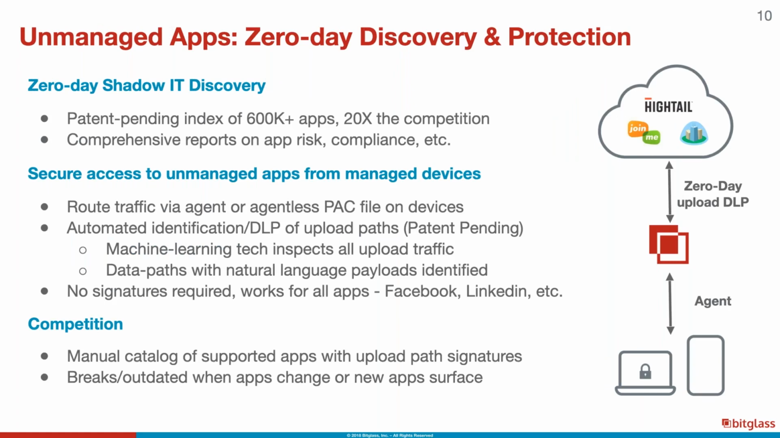Unmanaged app control. The thing is, we don't need any signatures, so it works for any app, and we can work with any application. There are a lot of reports in there, and it's all about risk and compliance. You can add upload paths. So if you are a user of unmanaged apps, then the URLs that you are using for your upload paths are added into your personal space. And the rest we already covered.